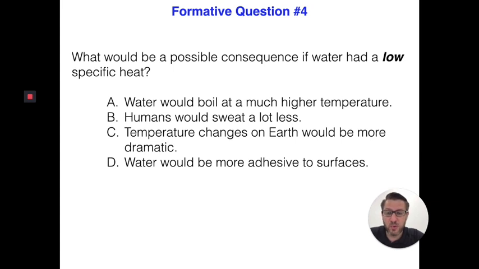A, water would boil at a much higher temperature. B, humans would sweat a lot less. C, the temperature changes on Earth would be more dramatic. Or D, water would be more adhesive to surfaces.